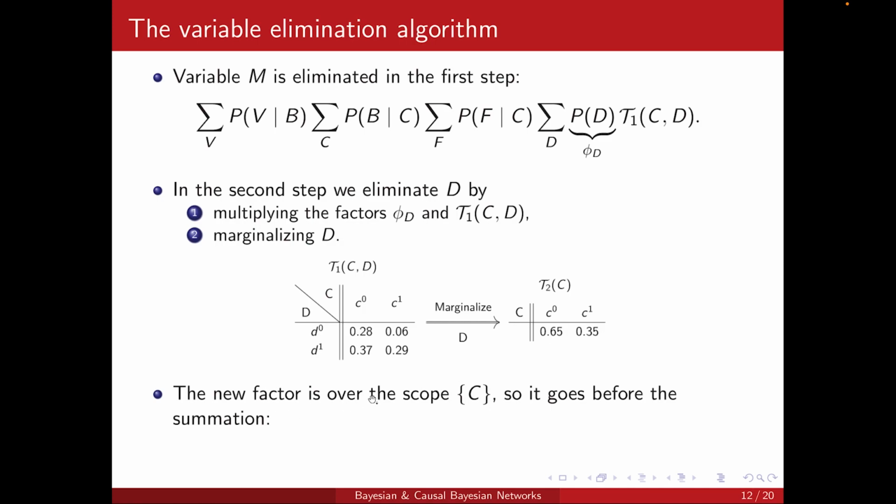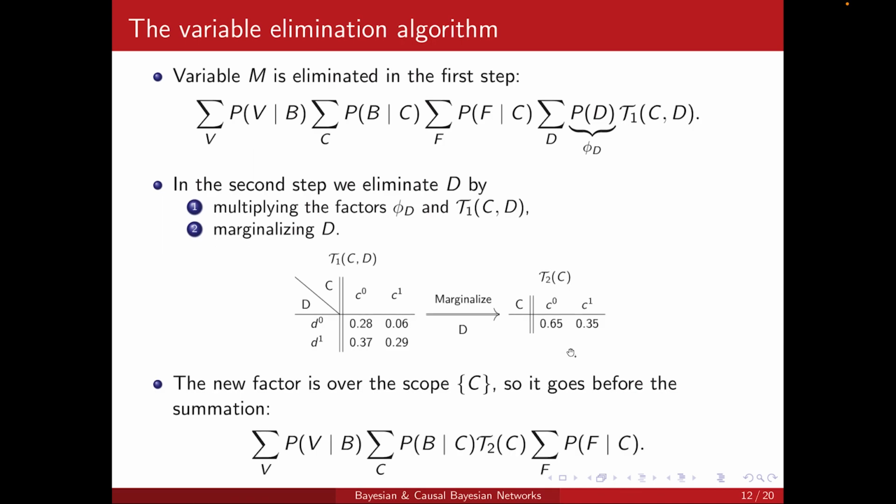So this new factor has the scope of only C, and it goes before the summation. Okay? So if you just compare these two, I will have P of F conditioned on C, and I should put really tau 2 of C that I just calculated here, so it should really appear here, but I can actually push it backwards because it doesn't depend on F, so I don't need to do the calculation here, and I will push it one step further back.